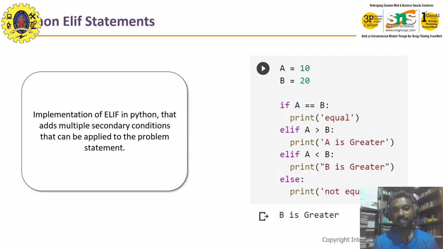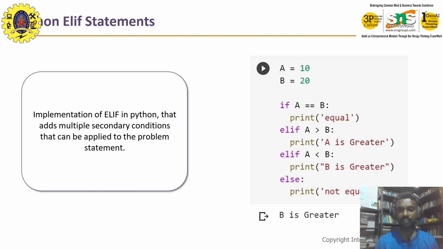See this one. Here we have assigned two values, a and b. The value 10 is assigned to a. The value 20 is assigned to b. First we have to check whether these two values are equal. If equal, then it prints equal. Suppose a is greater than b. When we want to test more conditions, then we go for an elif statement. If you have only two options, you go for if else. If you want to test more than two options, you go for an elif statement.